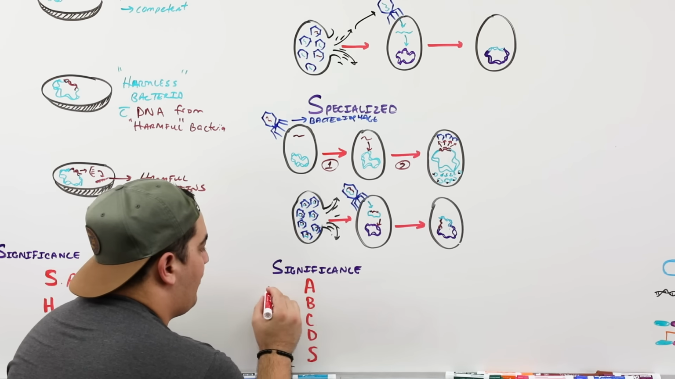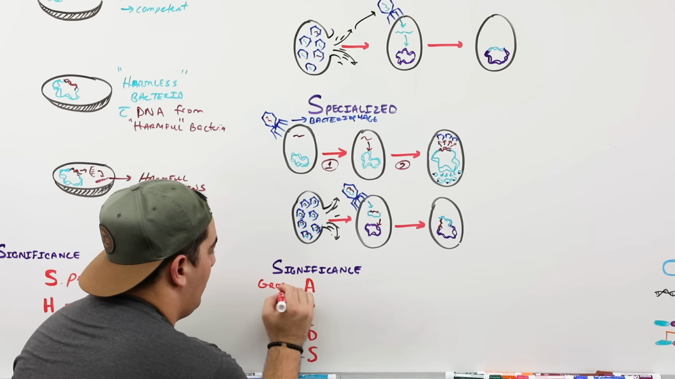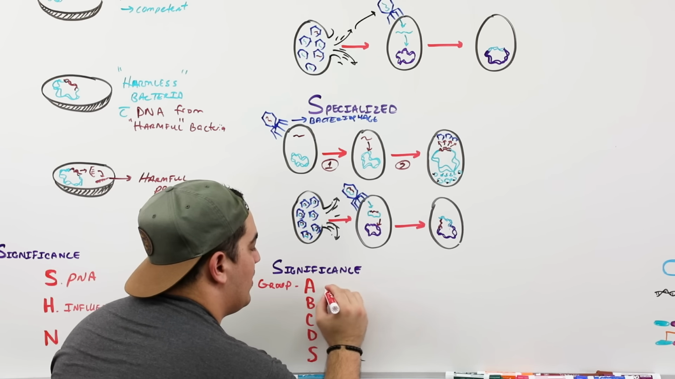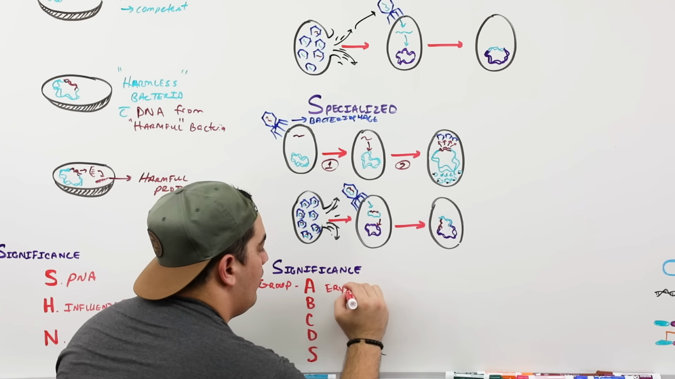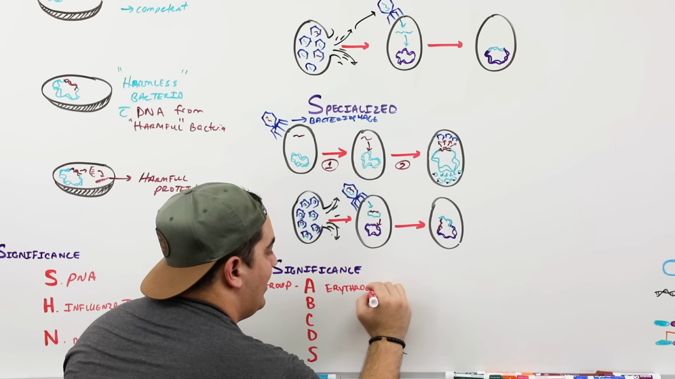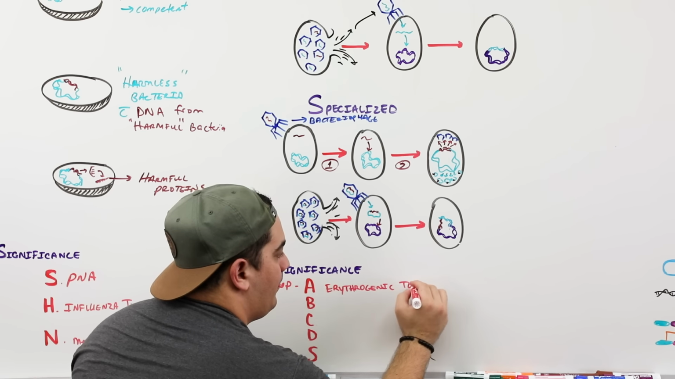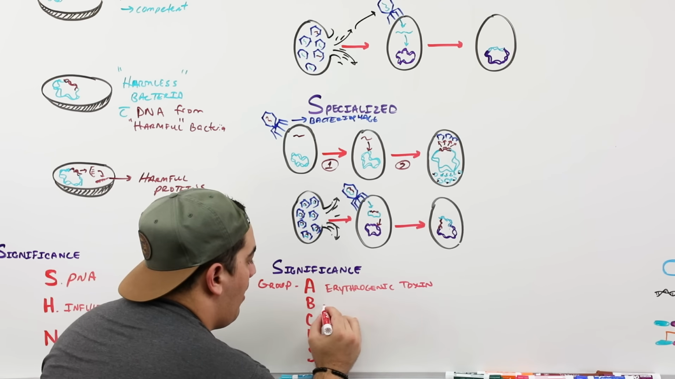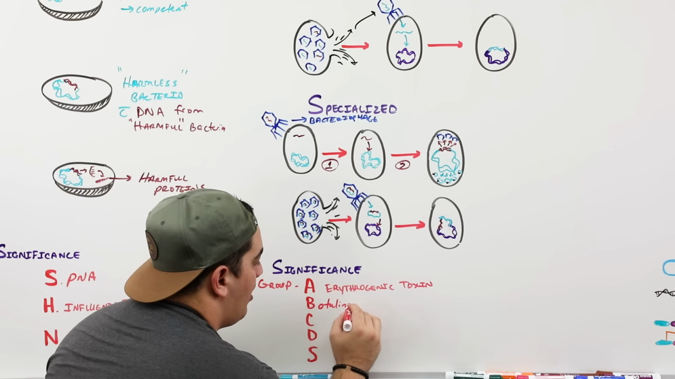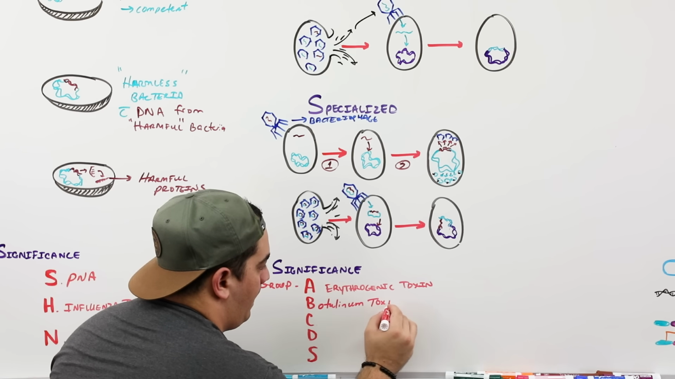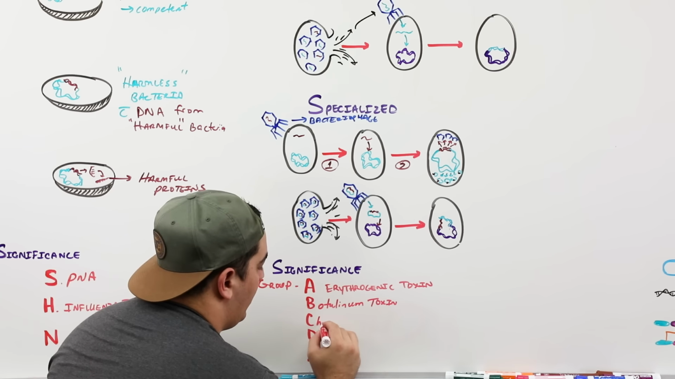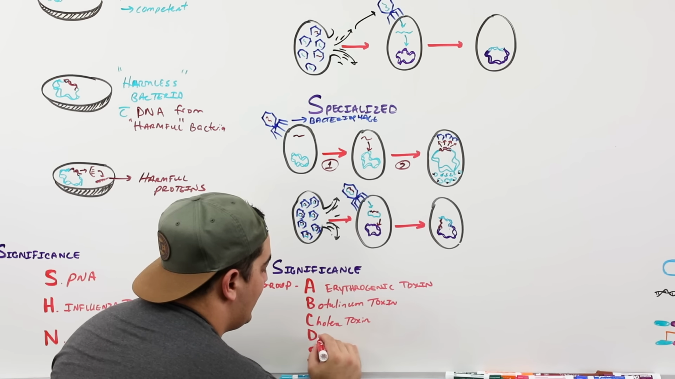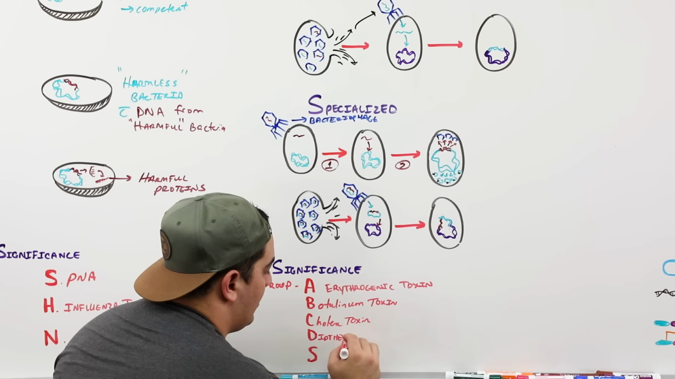So A is for group A, Streptococcus pyogenes, which produces what's called an erythrogenic toxin. Okay, so this is a type of exotoxin. B is for the botulinum, so the botulinum toxin. C is for the cholera toxin. D is for the diphtheria toxin.